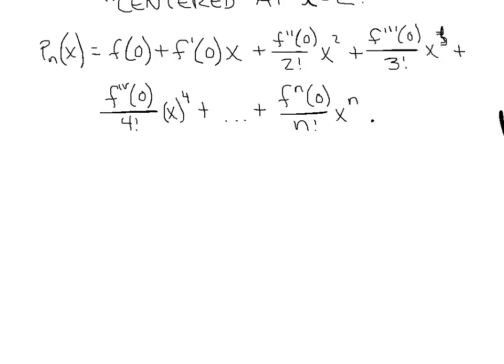And we have a special name for this one when it's centered at 0. Whenever this is centered at 0, we call it a Maclaurin polynomial instead of a Taylor polynomial, but it's still a Taylor polynomial basically. It's kind of like the relationship between Rolle's theorem and the mean value theorem.